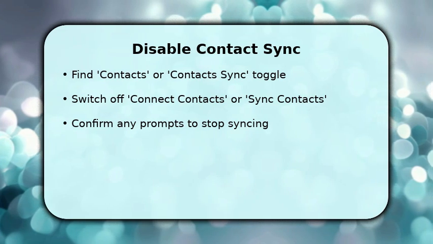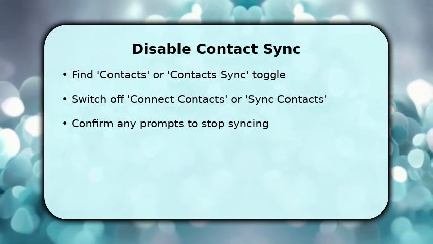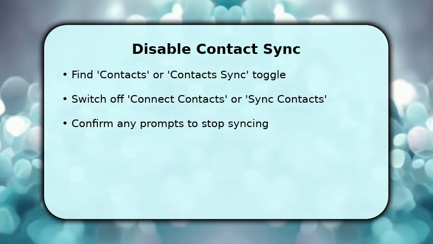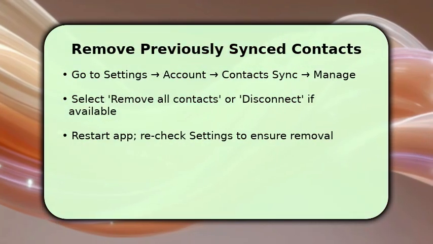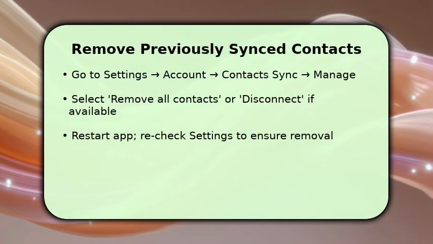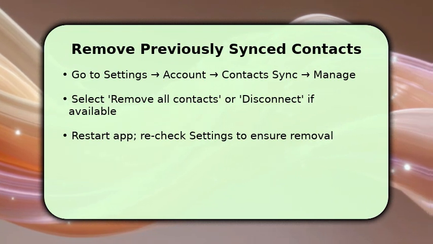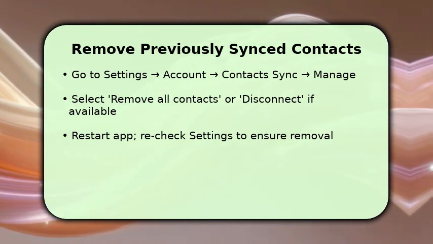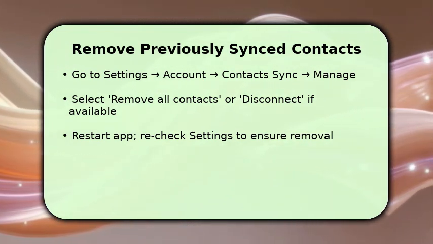Finish by removing contacts already uploaded. In the same contact sync area, choose Manage or a similar option and select Remove All Contacts or Disconnect. This deletes the stored contacts from Instagram. Tap Confirm, then fully close and reopen the app so changes take effect.